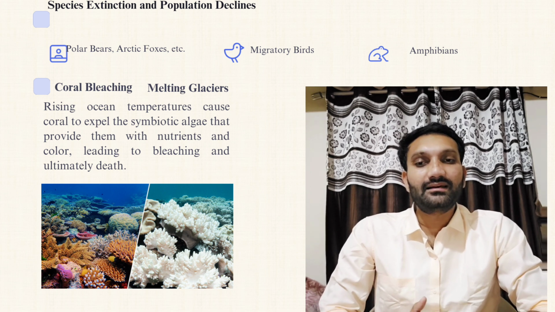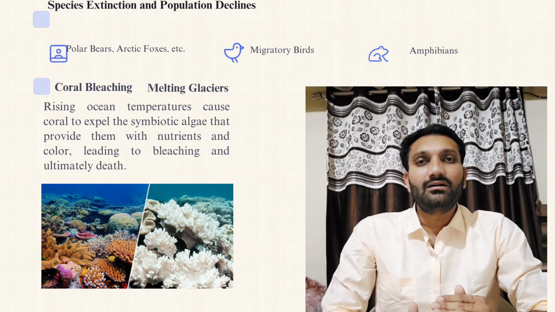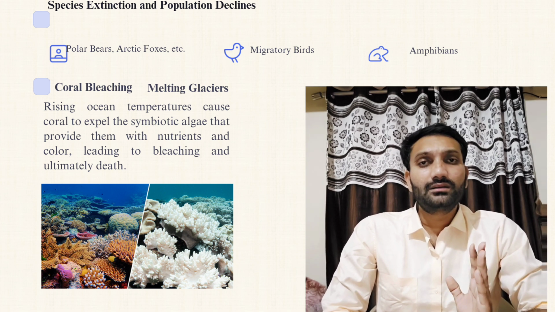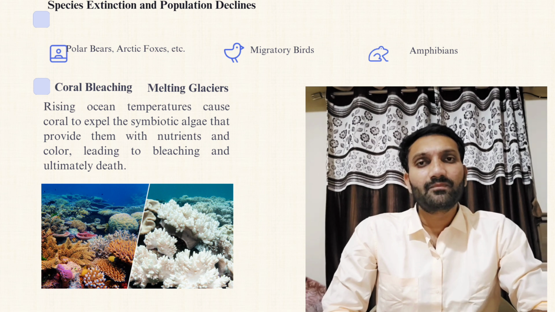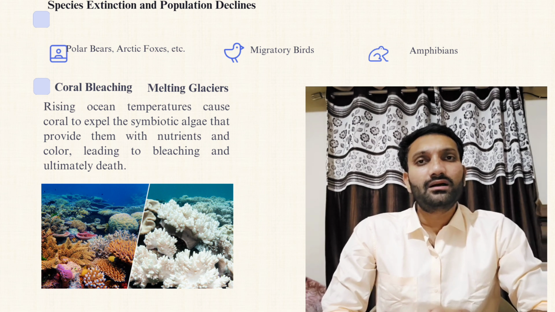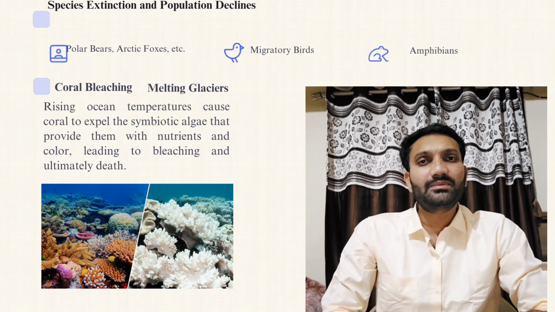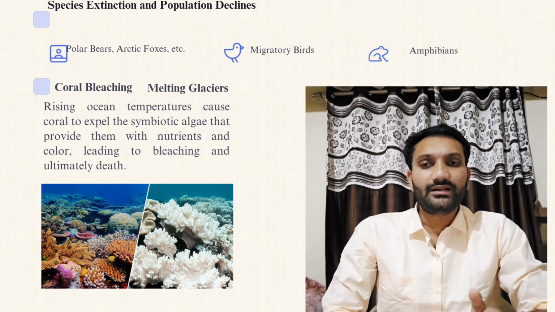So what is happening here? Because of the rising temperature, yesterday I told you that the coral are very sensitive to the rise in the temperature. Even a very small rise in temperature can alter their life. So what is happening here?